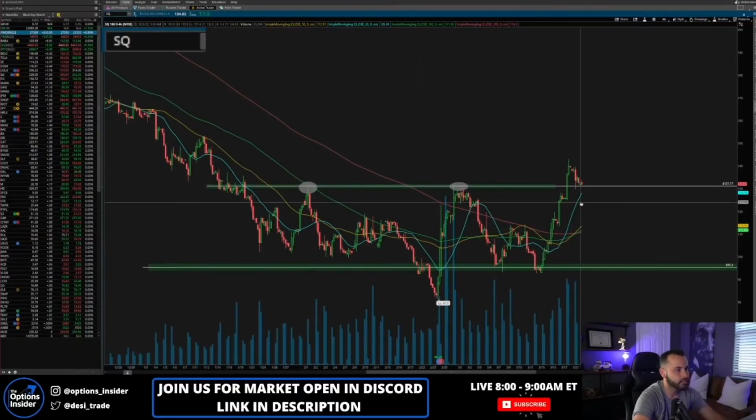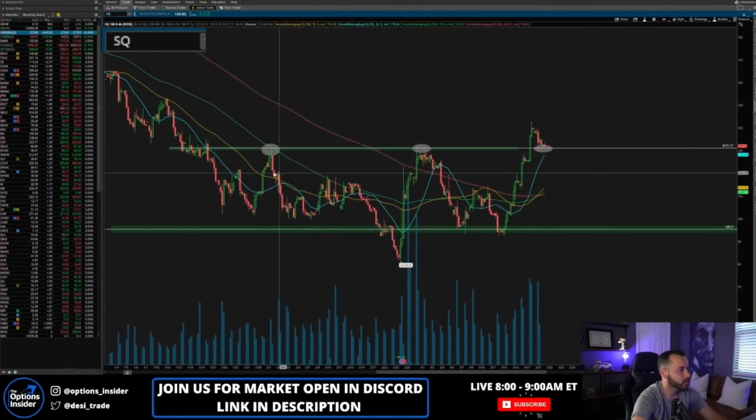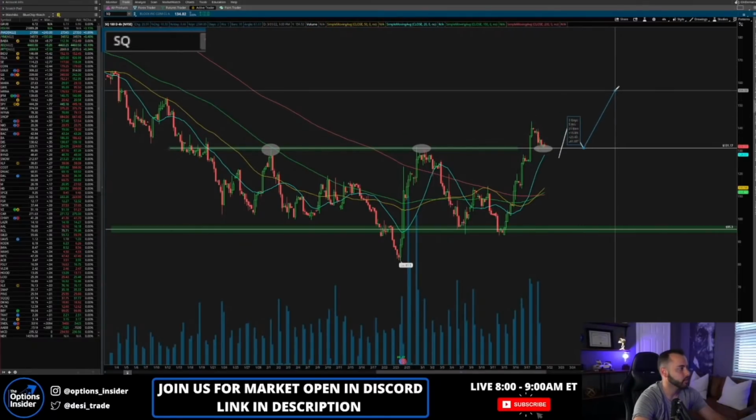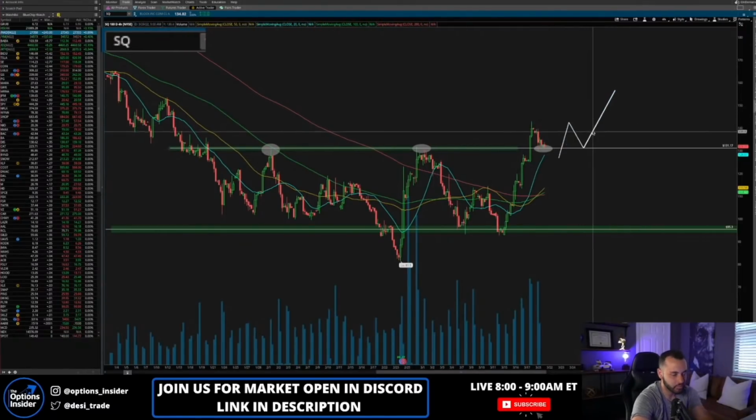I really like this retest on Square of 130. So you guys can see we talked about this, right? We talked about the previous resistance, and we broke through that resistance. Now, what happens when you do a break of resistance? You usually would like to retest it and turn it into support. So that, I believe, is what Square is trying to do right now.